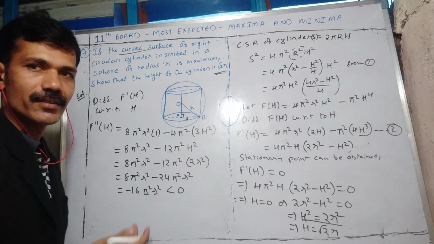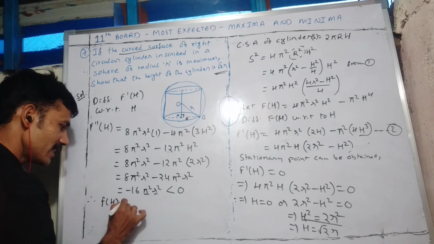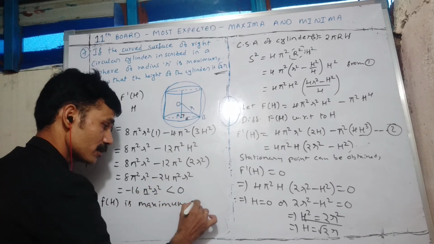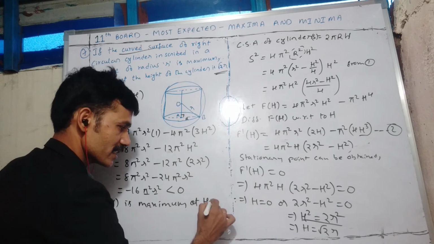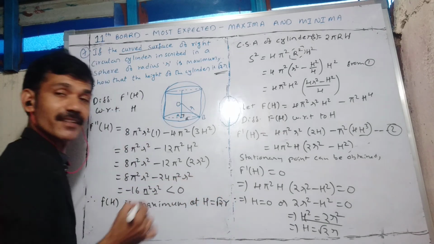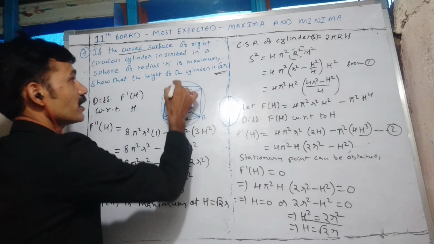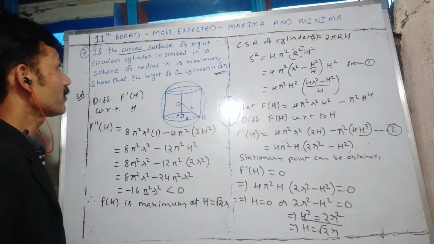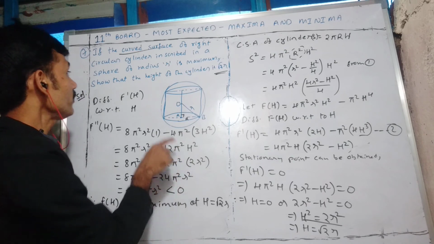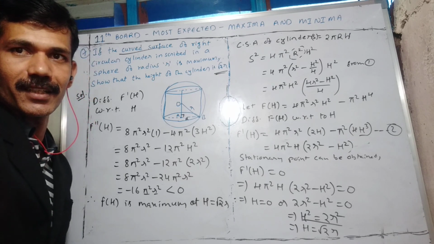If it is negative, therefore what will we get? By the second derivative test, f(h) is maximum. Maximum at which point? At the stationary point, when h, the height of the cylinder, is root 2 times the radius of the sphere. This is what they asked us to show. Okay, the curved surface area of a cylinder inscribed in a sphere of radius r is maximum when the height of the cylinder is root 2 times r. We have to solve like this.